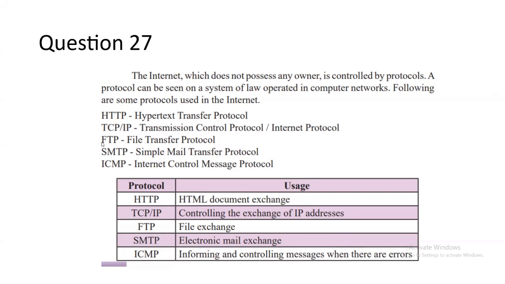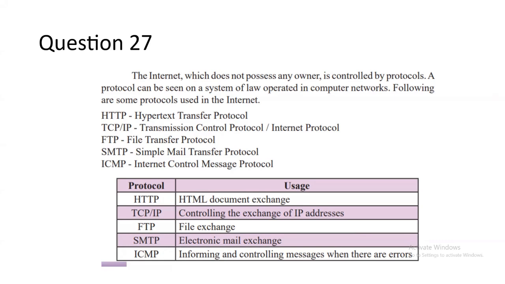And FTP, file transfer protocol, is what you use for file transfers, file shares, file downloads, uploads. For that, we use FTP. SMTP is basically for emails, right? ICMP is basically for error handling, informing and controlling messages when there are errors, right?